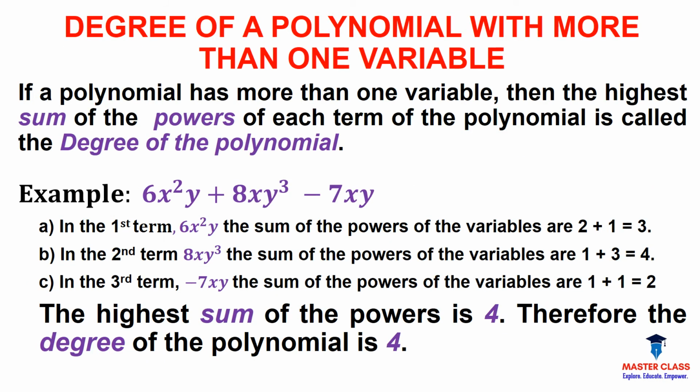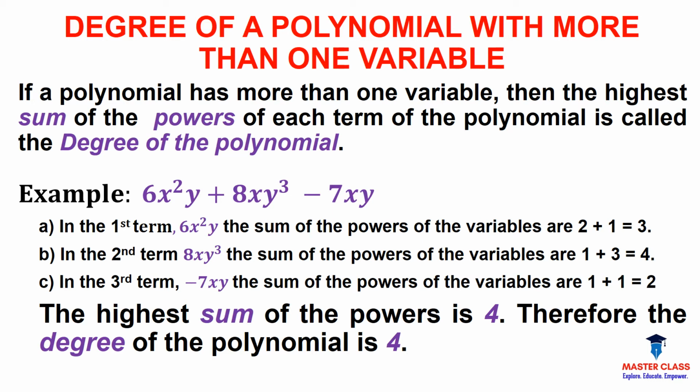If a polynomial has more than one variable, then the highest sum of the powers of each term of the polynomial is called the degree of the polynomial. Let us understand this with the help of an example. In the polynomial 6x square y plus 8xy cube minus 6xy, we see that there are two variables. In the first term, 6x squared y, the sum of the powers of the variables is 2 from the x squared plus 1 from the y, giving a total of 3.